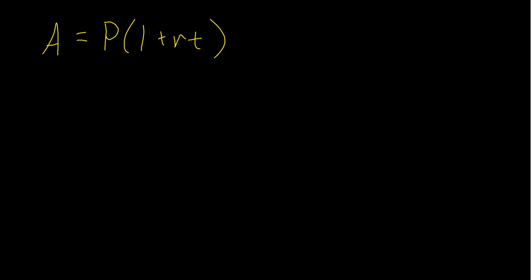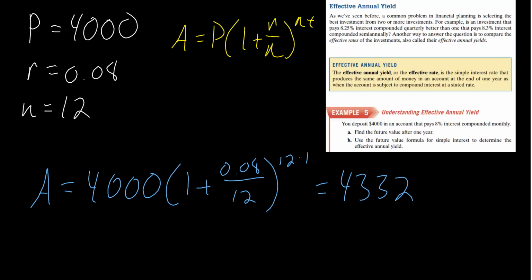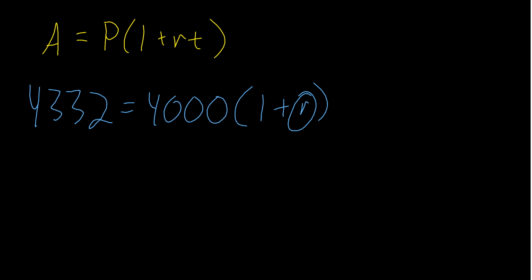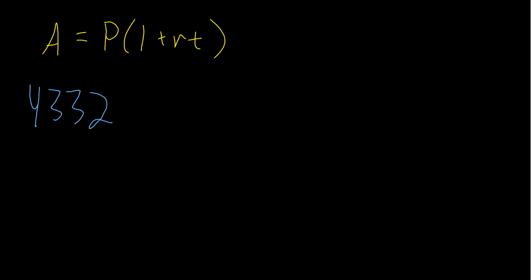So my amount was 4,332. And then my original amount I put in was $4,000. 1 plus my rate, which is what I'm trying to figure out, and then T, which is 1, so that's pretty easy. So it's just going to be R. I'm just going to try and solve for R. I probably shouldn't have written it so big. Let me erase this so I can try to keep this all on one page.